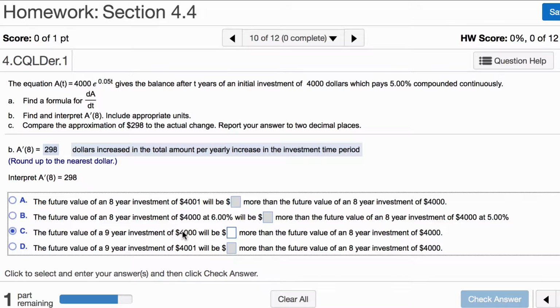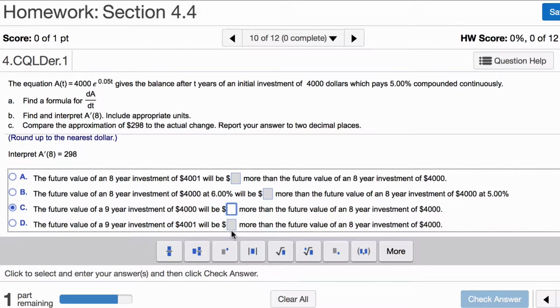So that's the initial amount of 4,000, but it says the future value of a 9-year investment more than the future value of an 8-year investment. Remember, it's like the value of one more item, the cost of one more item. In this case, it's the value of the investment of one more year. And here we put in the amount of $298 because this is the increase. So that's what the derivative tells us, by how much it increased from one year to the next.